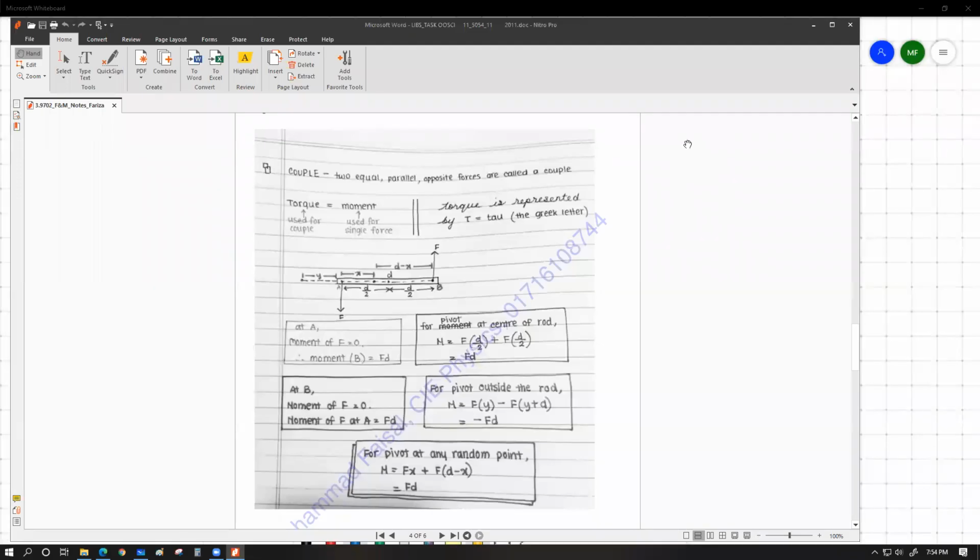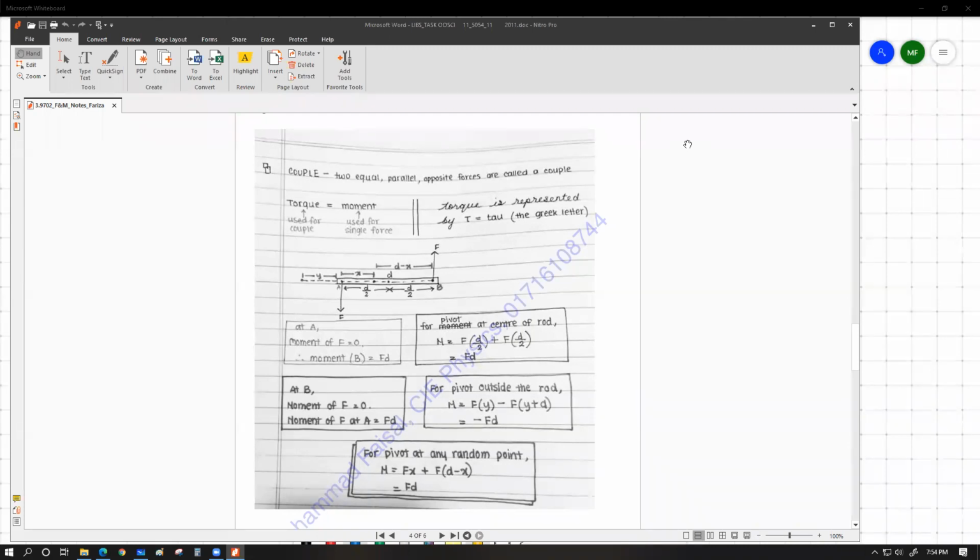So the couple concept is this: if we have two equal, parallel, opposite forces which are offset from each other, meaning they are not working in the same line of action, together that pair is called a couple. The moment of a couple is given by one of the forces multiplied by the perpendicular distance between them.